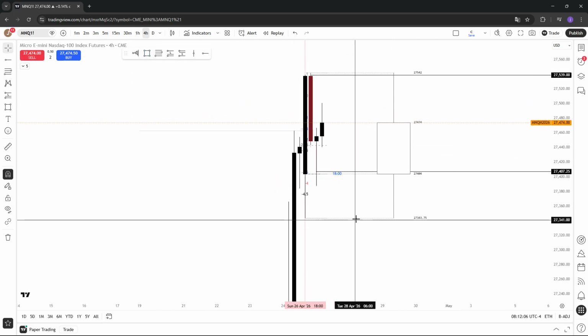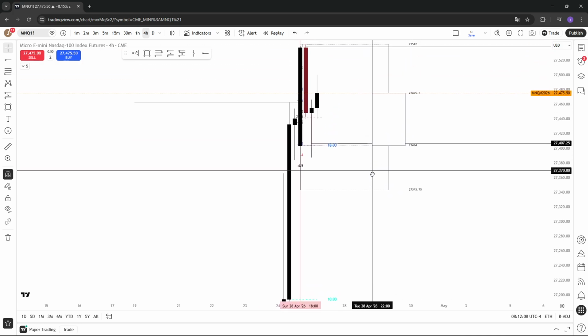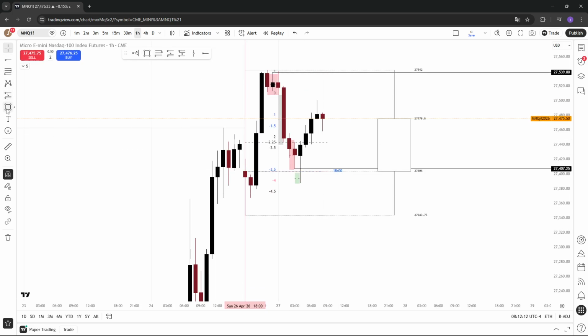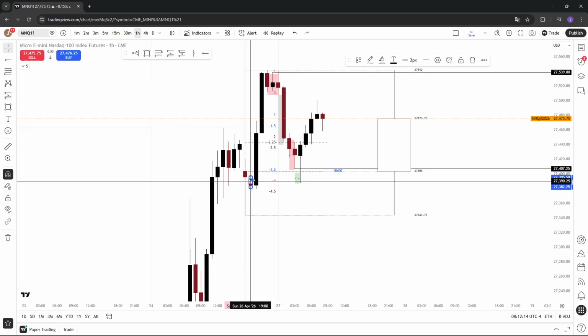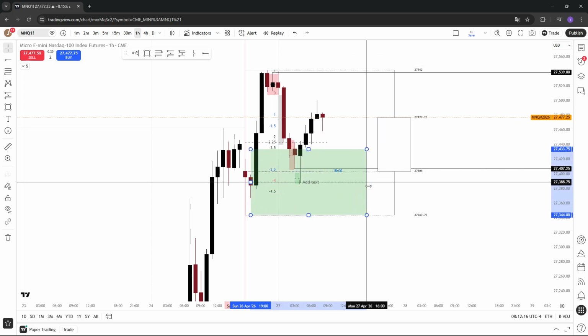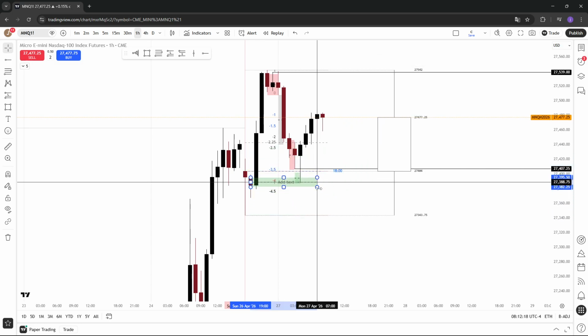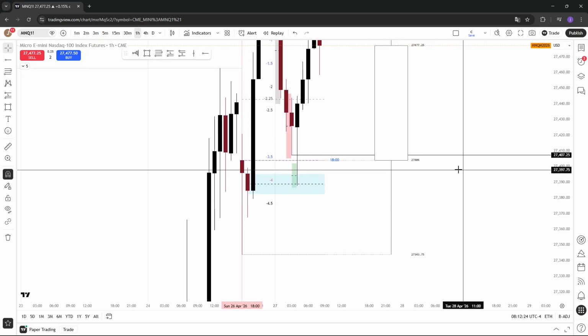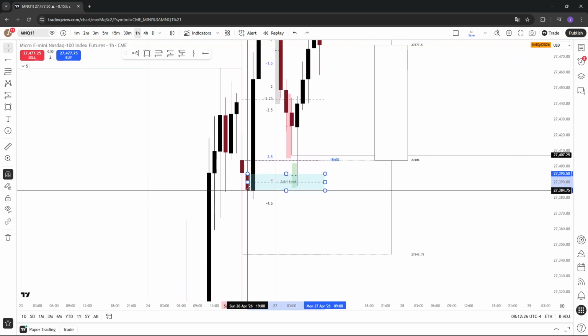Something here. We got this rejection block since we bounce off this 4 hour, but this is not enough for me. Well, you could use this. It's another confluence. I'm gonna make it blue. Alright, so we have our order block right here.